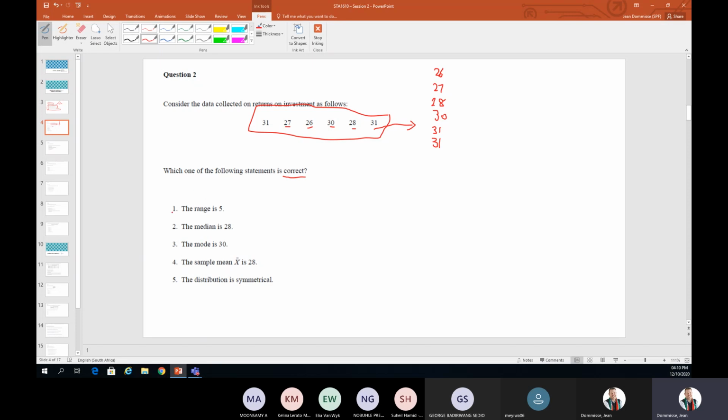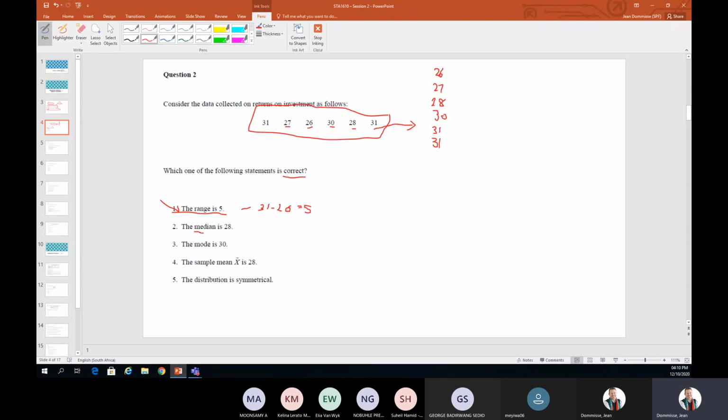So let's look. The range is always the biggest minus the smallest. So 51 minus 26 is equal to 25. Okay, in the exam, you're done. That's the one that is correct. Let's just check what the other numbers are.